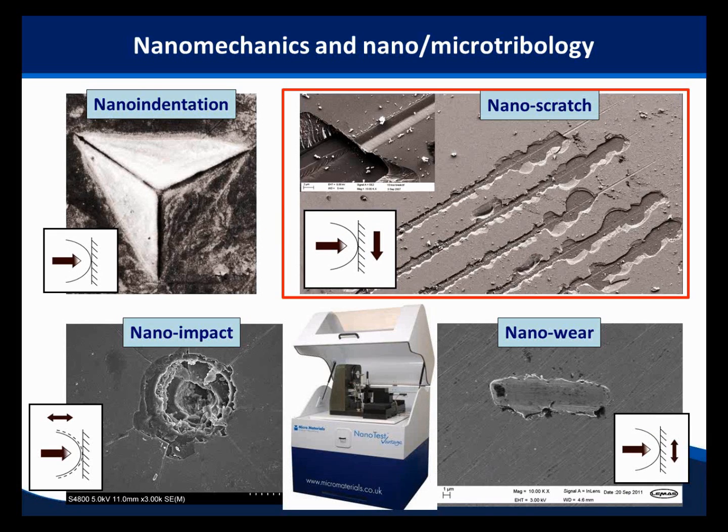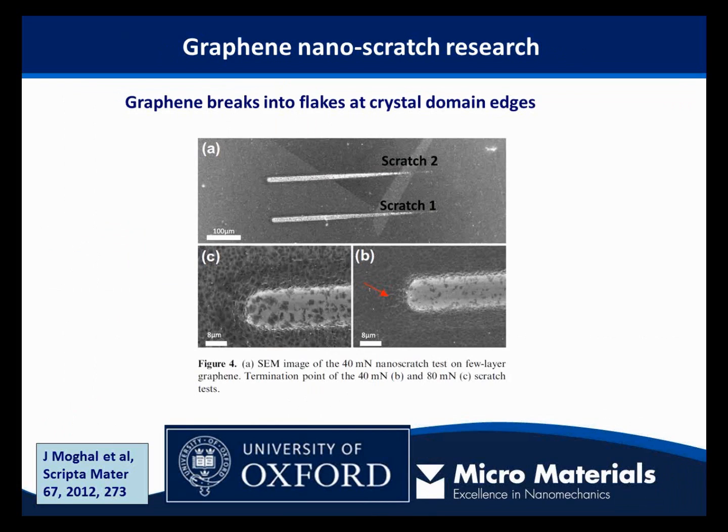Okay, so to move on to scratch testing. We can use it to look at novel materials. This is an example of some nano-scratch research done at Oxford University, where they were looking at how graphene films flake at higher load, and also they looked at friction.